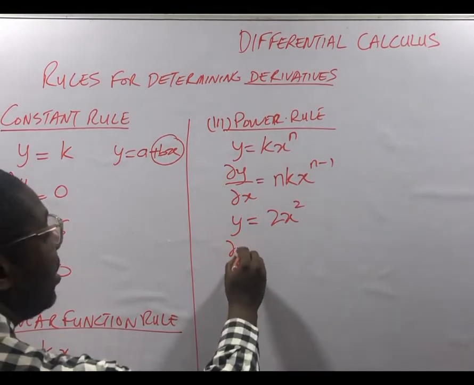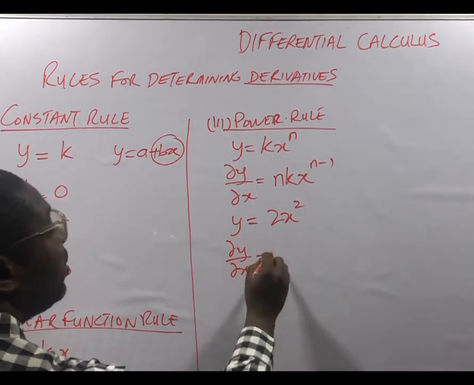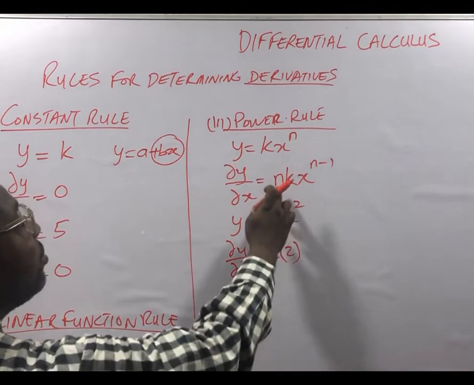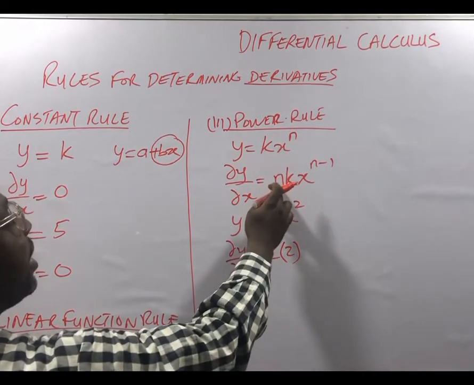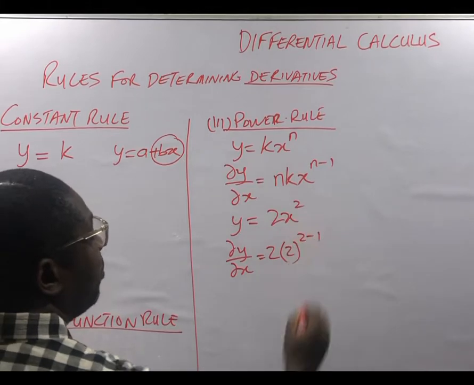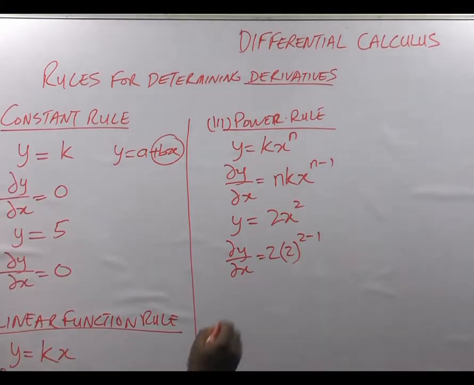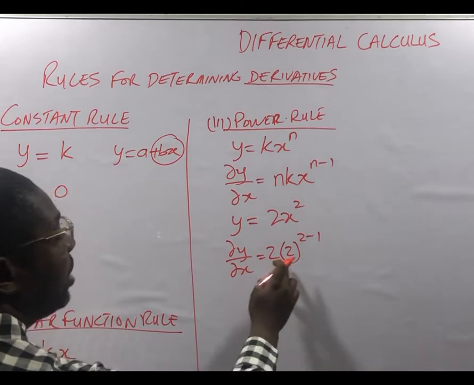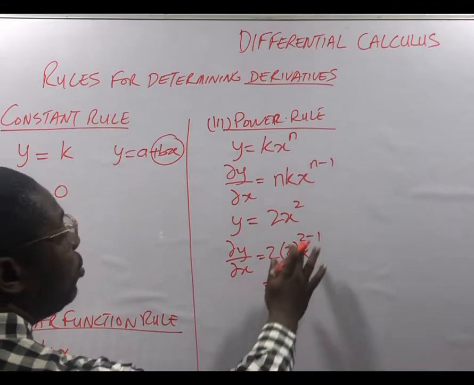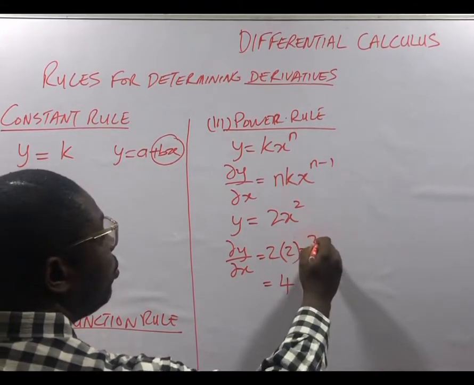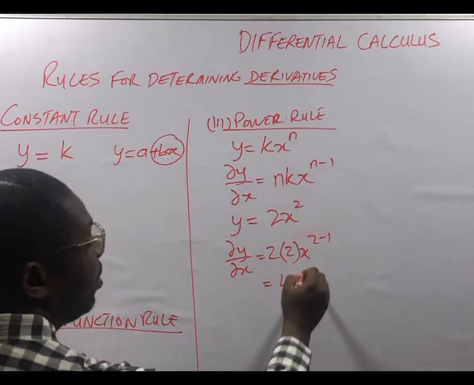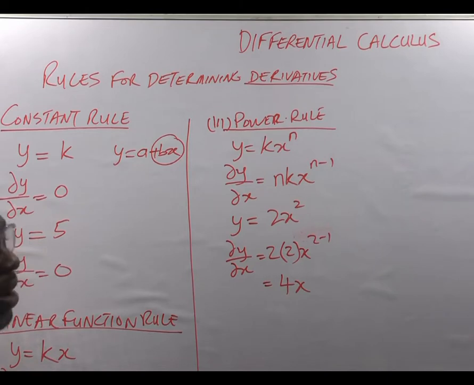So dy/dx of this will be 2 times 2. As you see, this n comes here times 2, and then we have x raised to power 2 minus 1. When you have that, your answer will be 2 times 2, which is 4. Okay, I beg your pardon, there will be x here. So this will be 2 minus 1, so this becomes 4x raised to power 1. It leaves you with 4x.